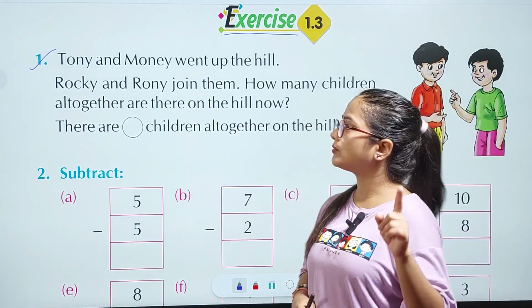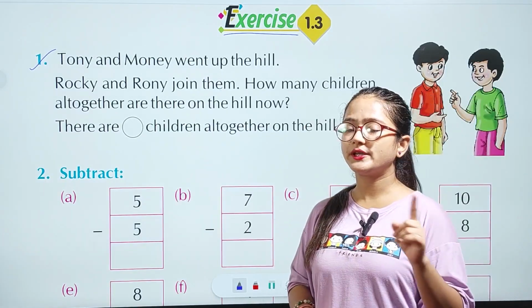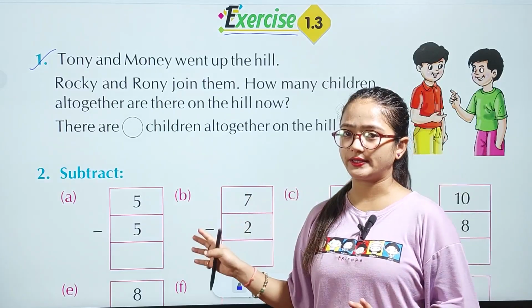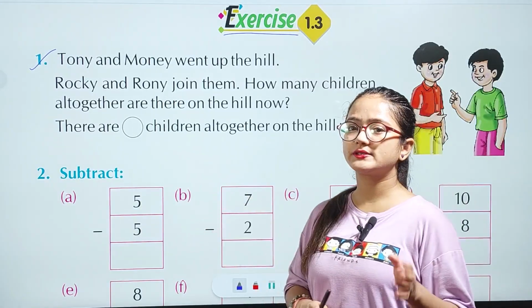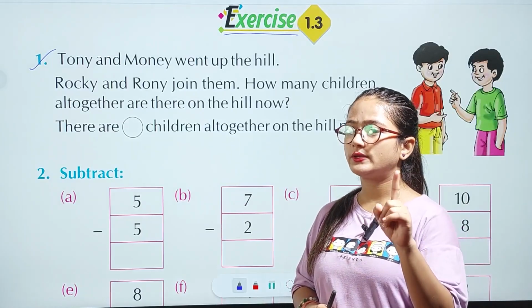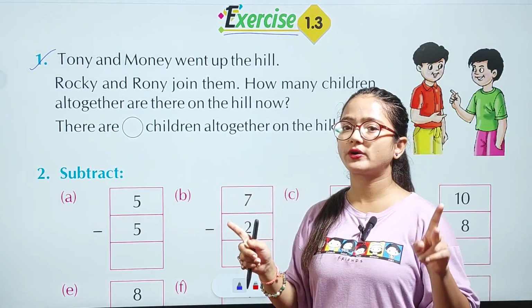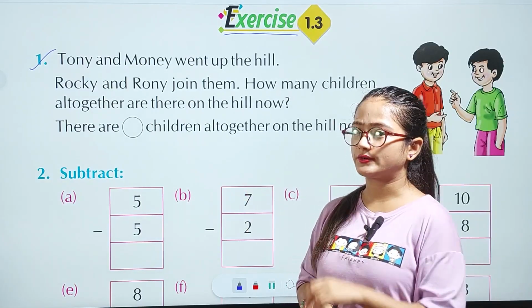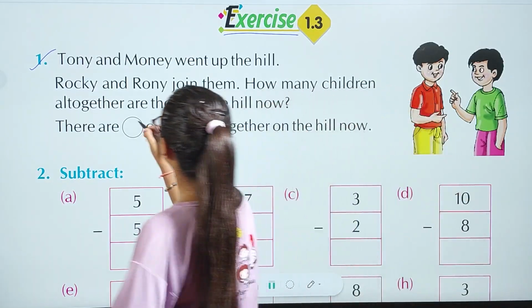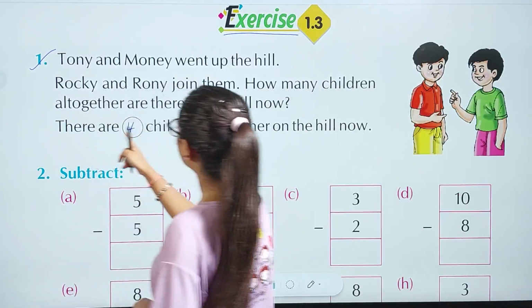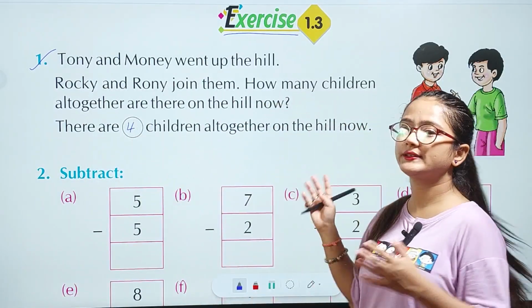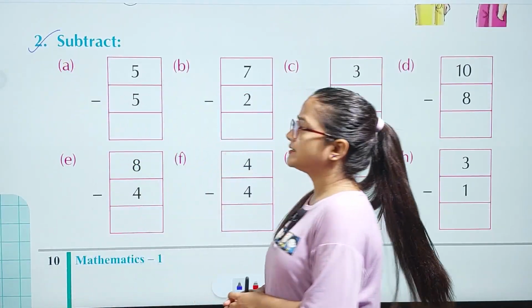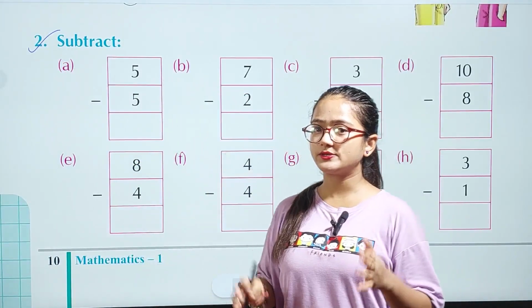So basically, first Tony and Moni went up the hill, and after that, Rocky and Ronnie also joined them. So how many children are there altogether? Tony number 1, then Moni number 2, Rocky number 3, and then Ronnie number 4. That means there are 4 children in total. So you have to write down 4 here. The answer is there are 4 children altogether on the hill now. Now the next question is about subtract. So here you have to subtract the numbers, you have to deduct them.